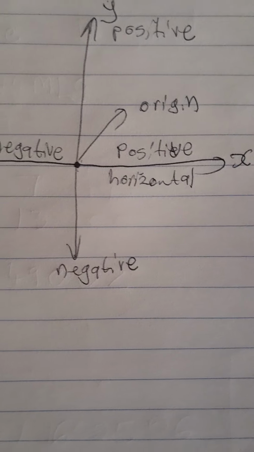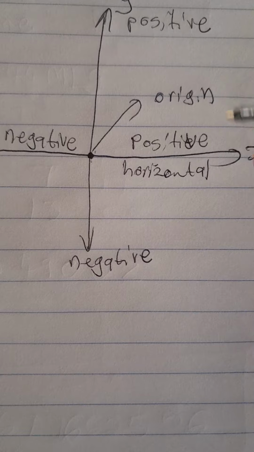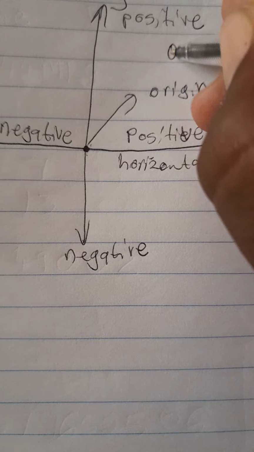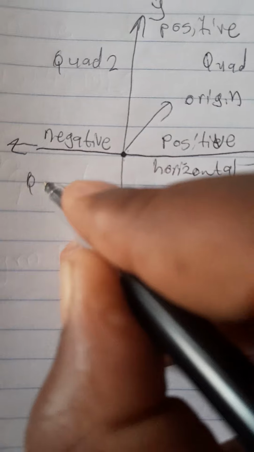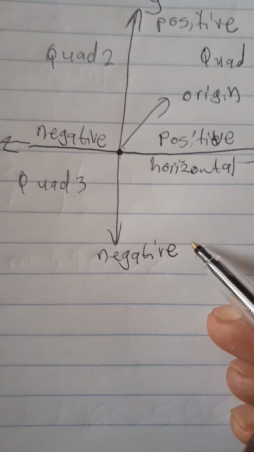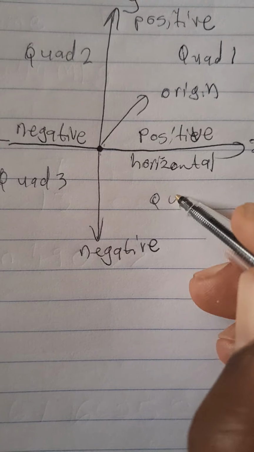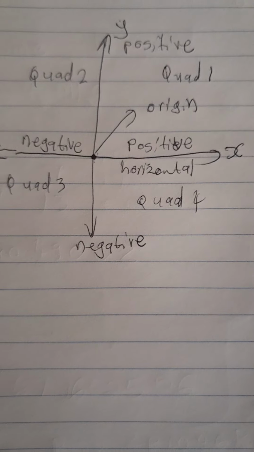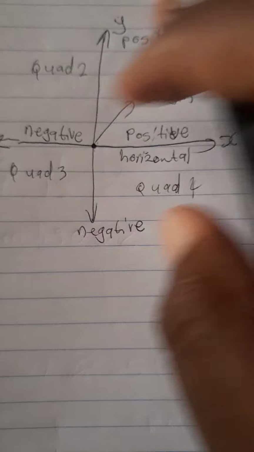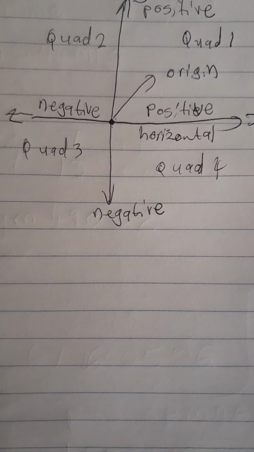Another thing, guys, a Cartesian plane is divided into 4 quadrants. We have quadrant 1, quadrant 2, quadrant 3, and quadrant 4. So this is what we call a Cartesian plane.